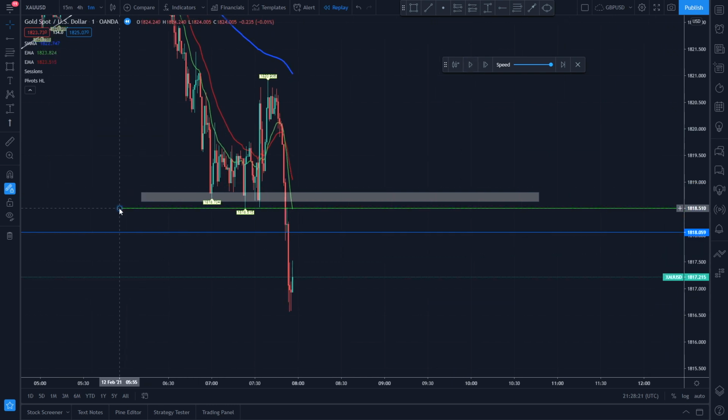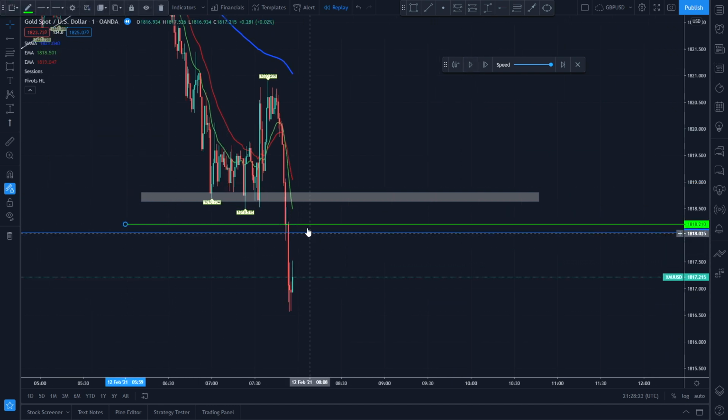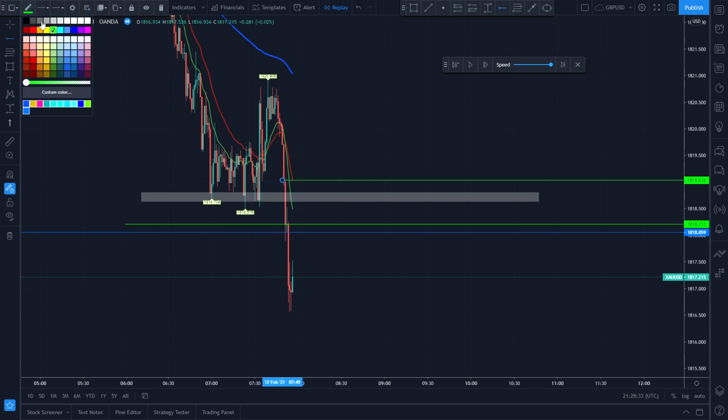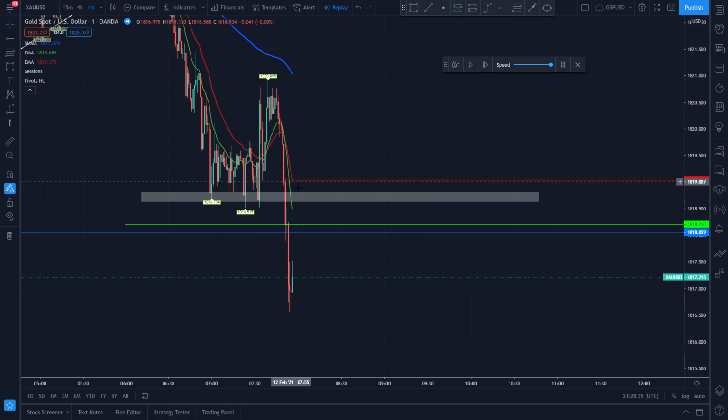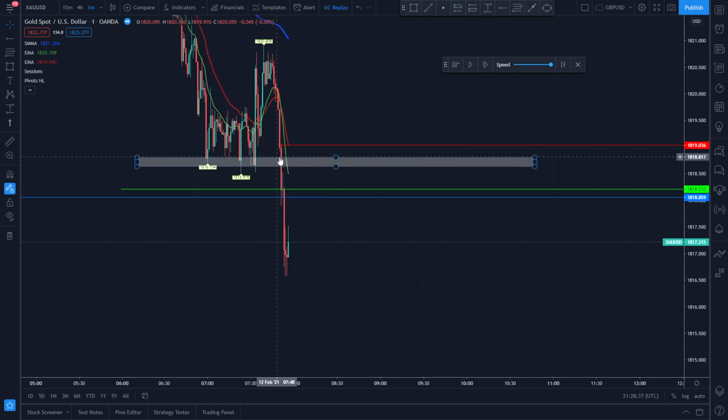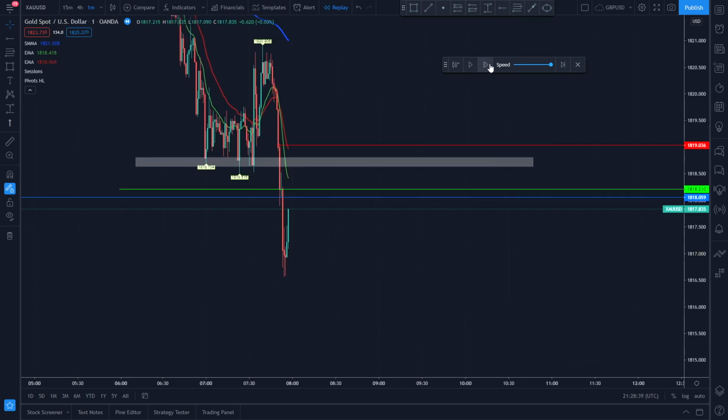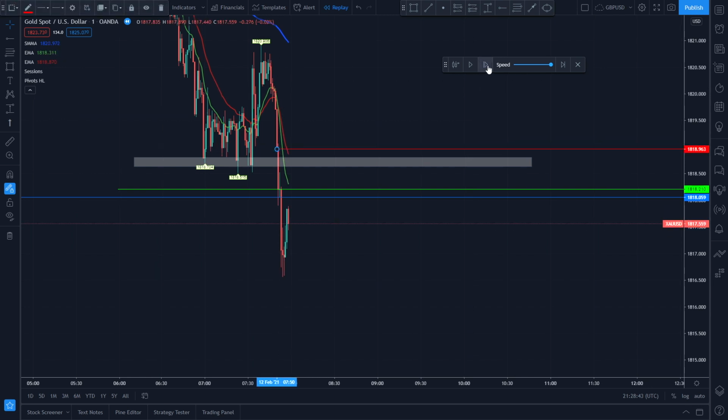Boom. Perfect. So now we broke the zone here. All right. So now that we hit targets in the zone, now we can trail stop loss on our 30 EMA. So what you want to do is trail it right at the end of the EMA. And that's how we trail stop loss. So every time the EMA moves down, you push it down.